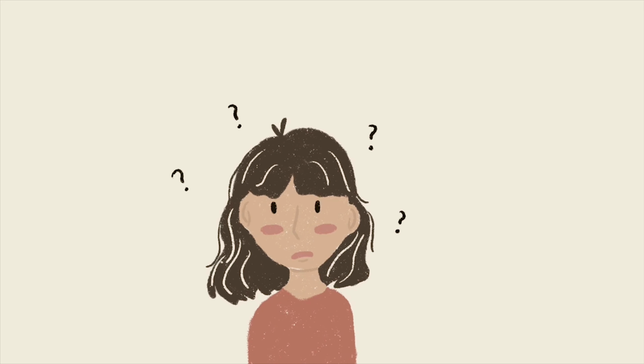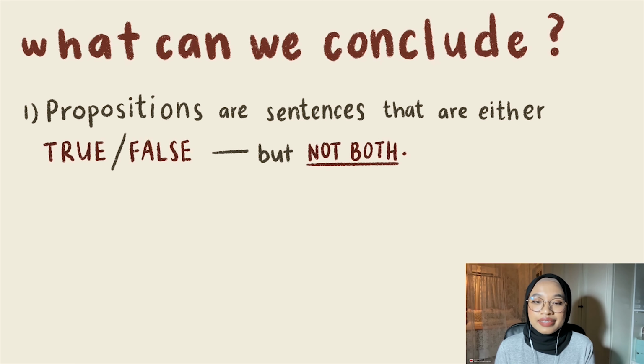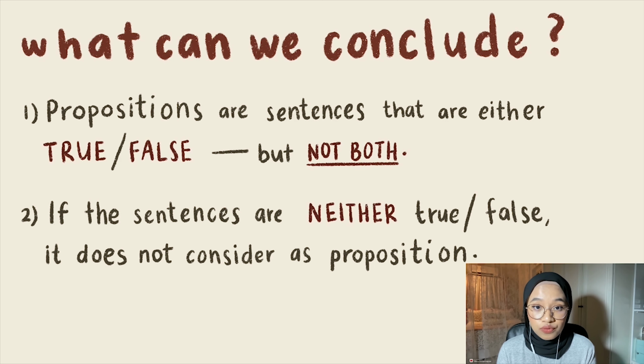So what can we conclude from these examples about propositions? I can summarize that, first, propositions are sentences that are either true or false, but not both. Second, if the sentences are neither true nor false, they are not considered propositions.